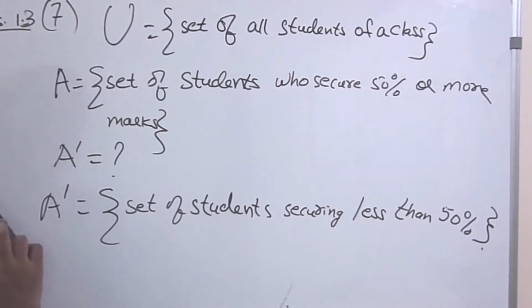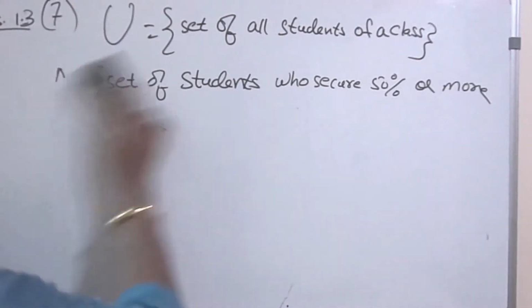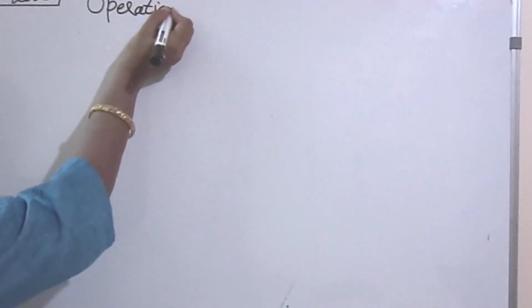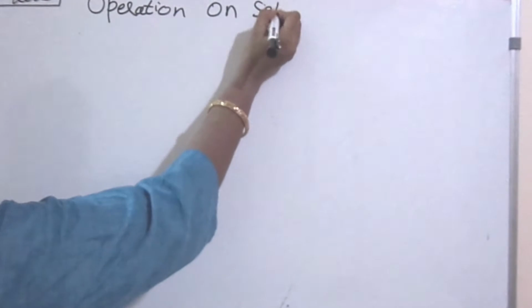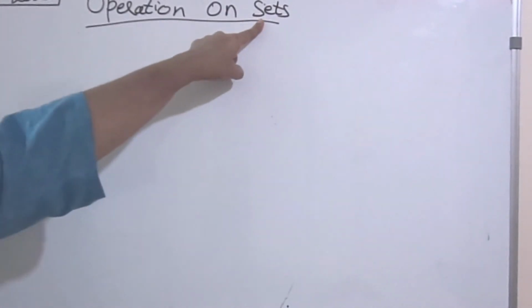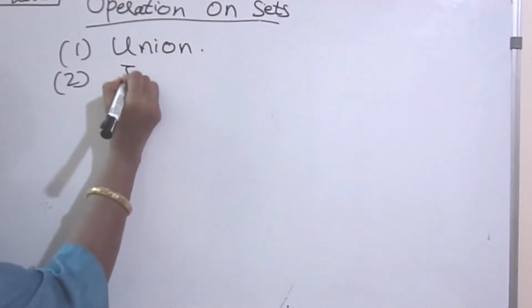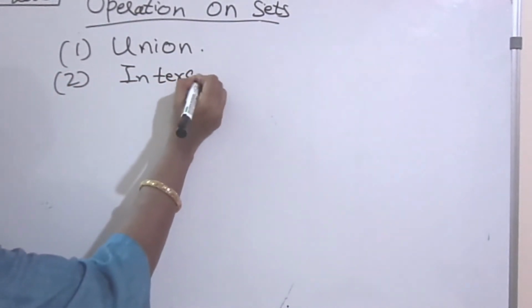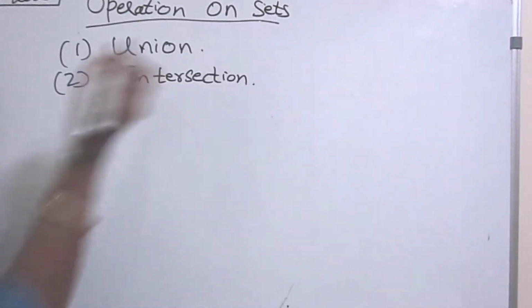Whenever you want to write something, please pause the video and write it down in your notebook. Now we are going to study operations on sets. Just like in mathematics there are 4 operations: addition, subtraction, multiplication, division, sets have 2 operations. What are the 2 operations? Union. Second, intersection. So we shall see what these union and intersection are with the help of an example.